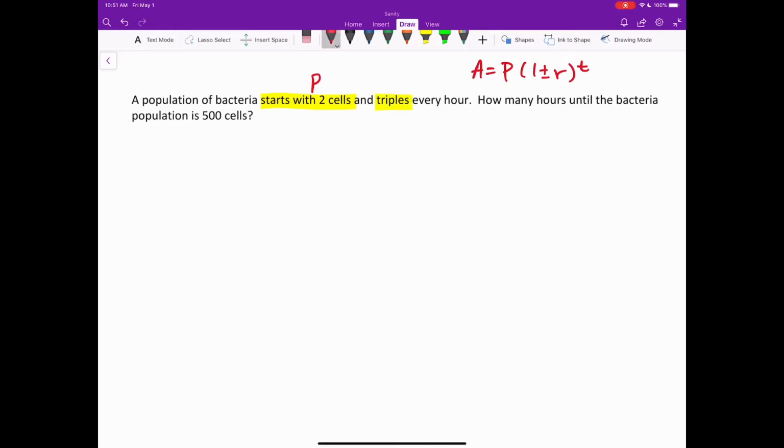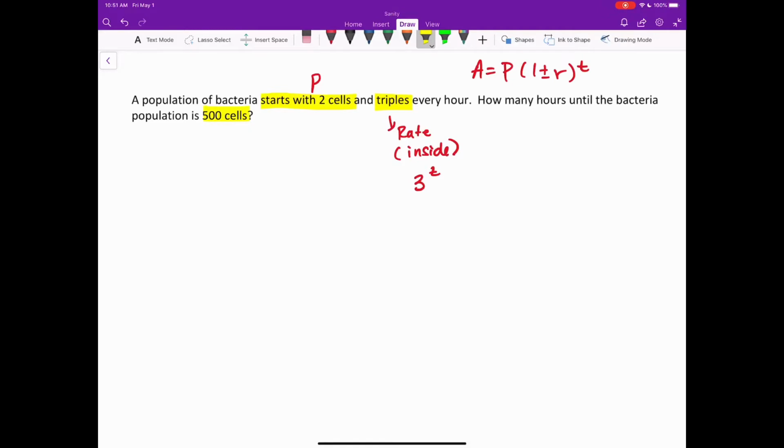So that kind of sounds like a rate, right? Tripling every hour. I'm multiplying by 3 every time. So I'm going to say that's probably going to be my rate, or the inside part, right? Because it isn't a percentage necessarily, but I am multiplying by 3 every time. So that should indicate that I'd be doing 3 to the power of T, right? And then it's asking how many hours until the bacteria population is 500 cells.